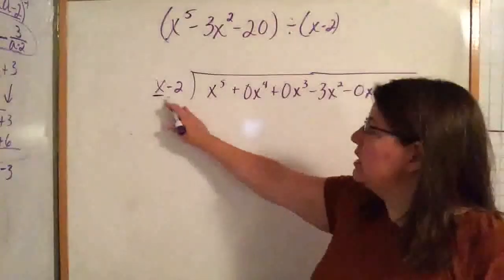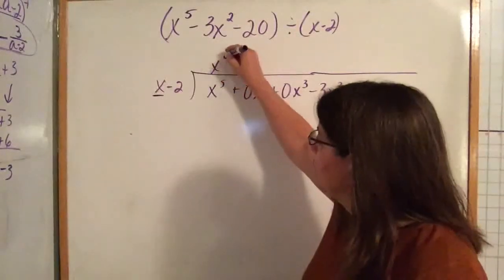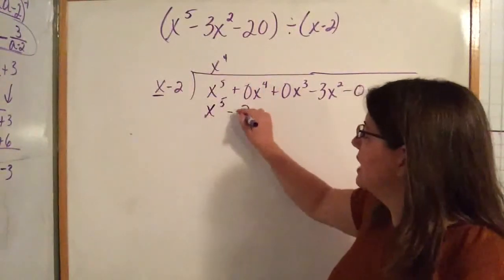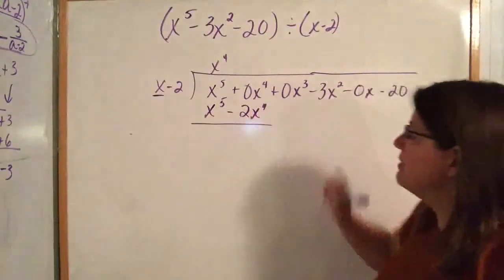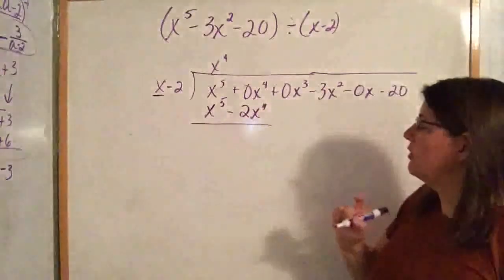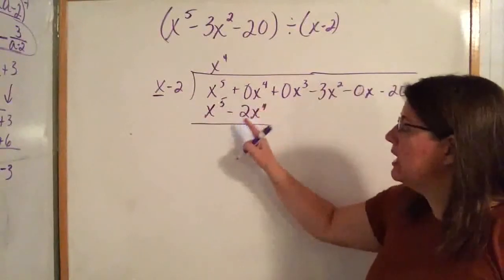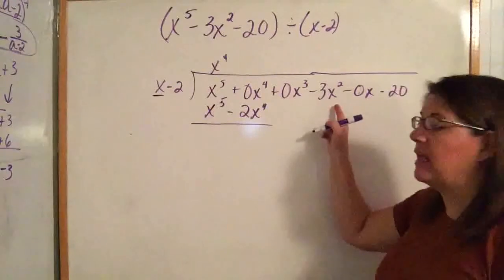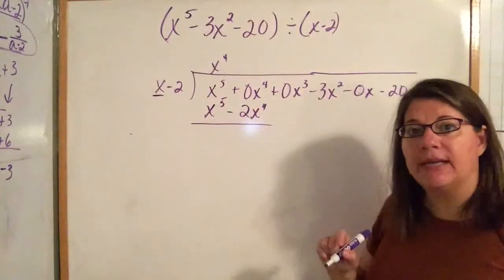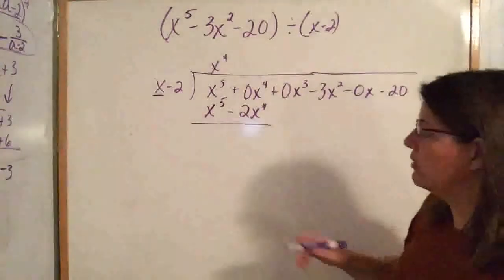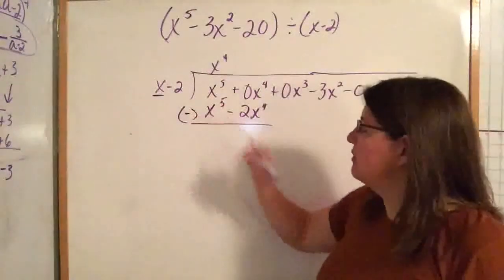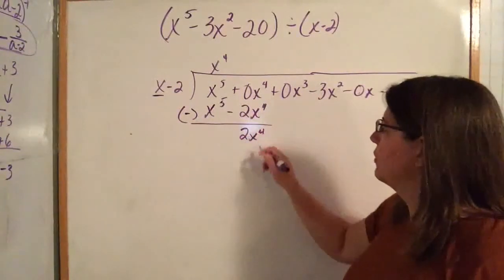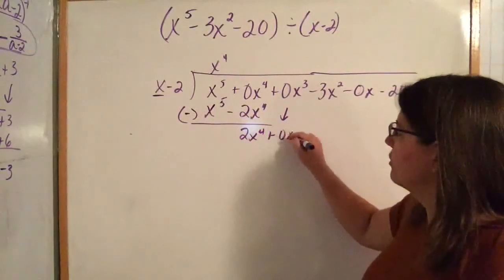So if I put x into x to the 5th, I get x to the 4th. X to the 4th times x is x to the 5th. X to the 4th times negative 2 is negative 2x to the 4th. The reason I need to include the zeros is because when I do the distributive property, if I hadn't done that, then I would end up with x to the 4th underneath a negative 3x squared, and you can't do that. So that's why I need to include my zeros. So if I subtract, the x to the 5ths cancel, 0x to the 4th plus 2x to the 4th is 2x to the 4th. I bring down my 0x cubed.